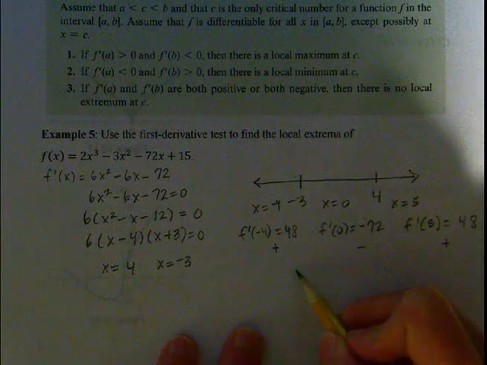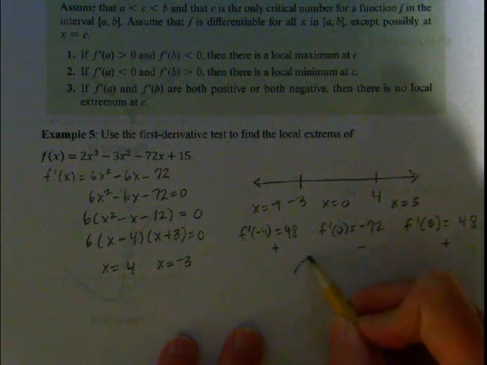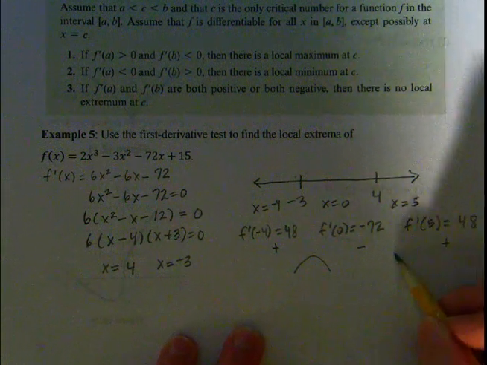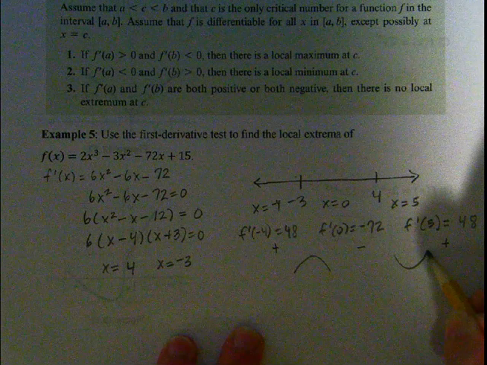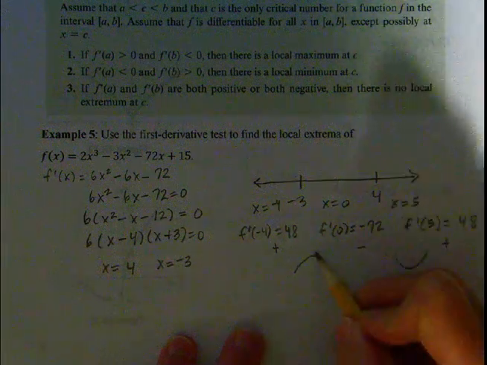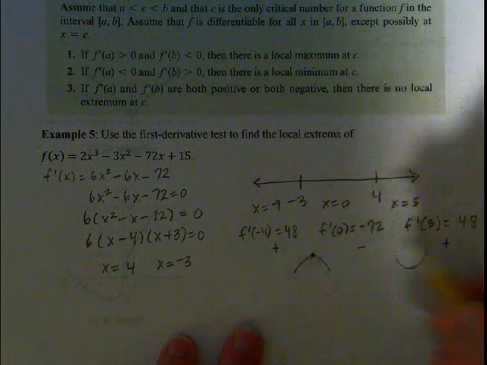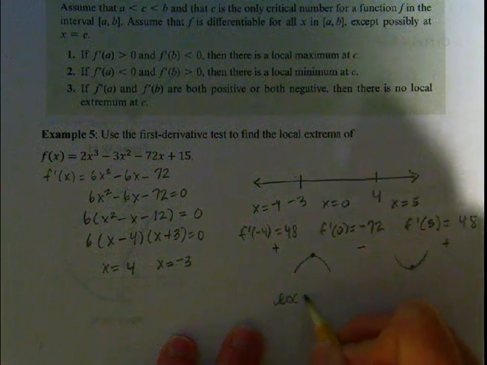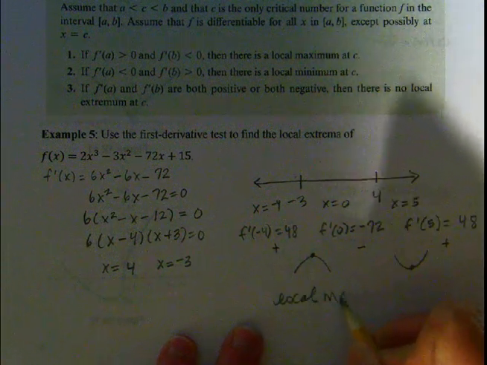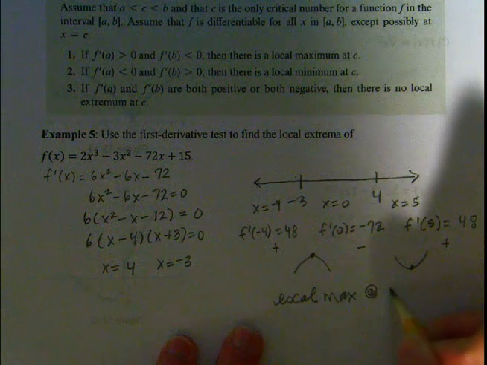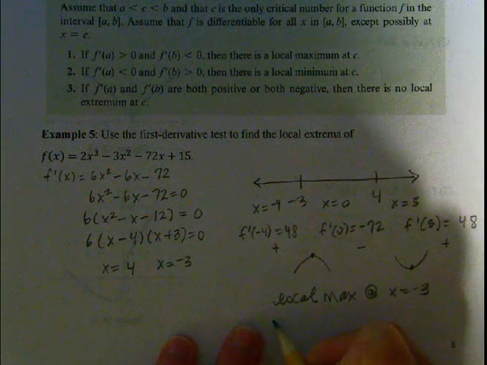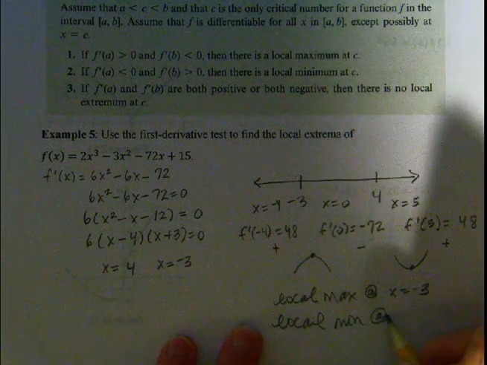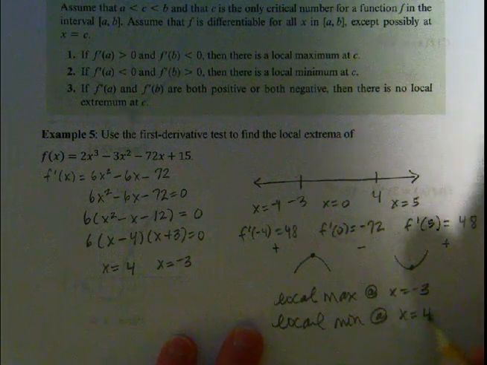So this means there's a positive slope here, and then at that point it switches over to a negative slope. This one starts off as a negative slope and then switches to a positive slope. So this means there's going to be a local max right there and a local min right there. So you're going to write local max at x equal negative 3 and a local min at x equal to 4.